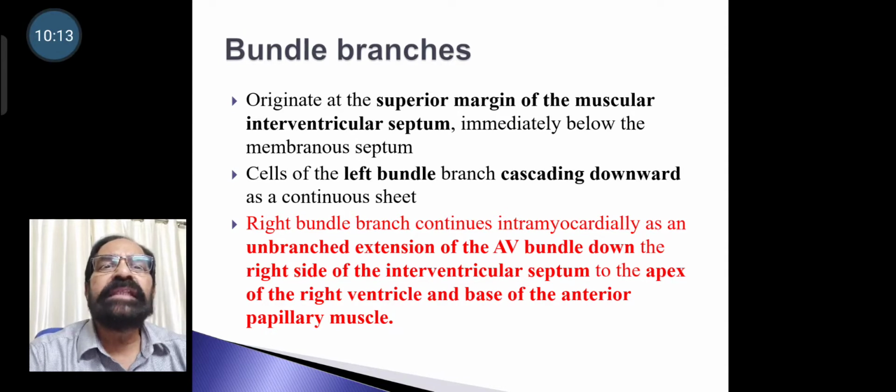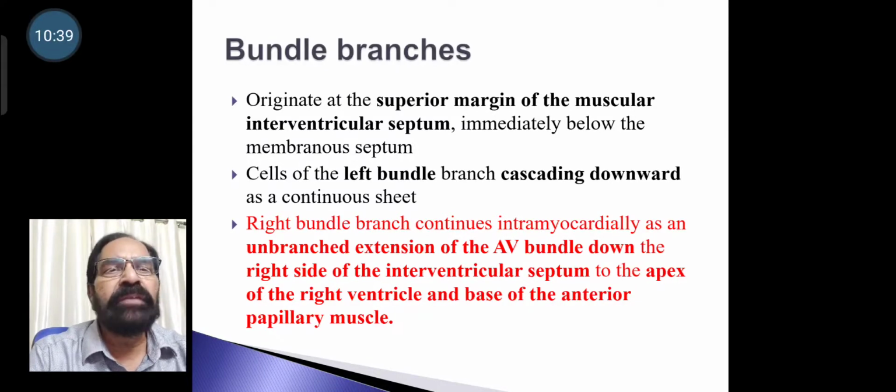Bundle branches originate at the superior margin of the muscular interventricular septum, immediately below the membranous septum. Cells of the left bundle branch cascade downward as a continuous sheet, so they descend into the left side. The right bundle branch continues intramyocardially as an unbranched extension of the AV bundle down the right side of the interventricular septum to the apex of the right ventricle and the base of the anterior papillary muscle.